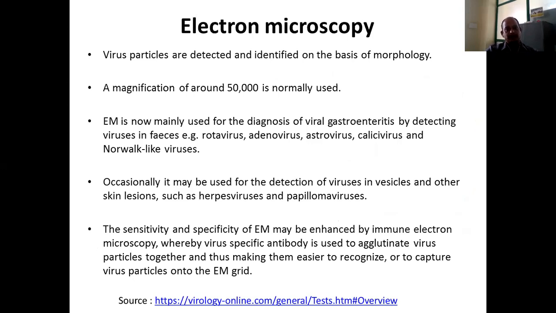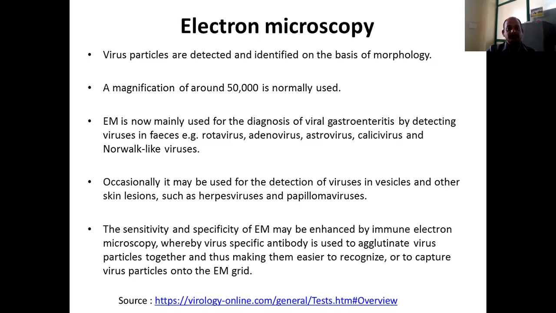Electron microscopy. Under direct demonstration, virus particles are detected and identified on the basis of their morphology. A magnification of around 50,000 is normally used. The electron microscope is now mainly used for the diagnosis of viral gastroenteritis by detecting viruses in feces, for example rotavirus, adenovirus, astrovirus, calicivirus, and Norwalk-like viruses. Occasionally, it may be used for detection of viruses in vesicles and other skin lesions, such as herpesviruses and papillomaviruses.